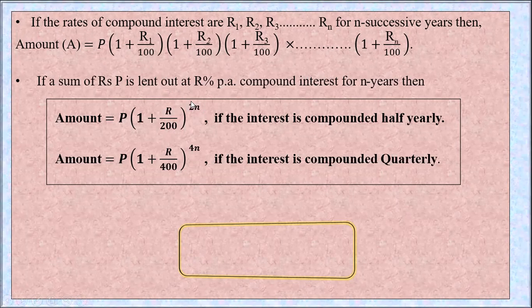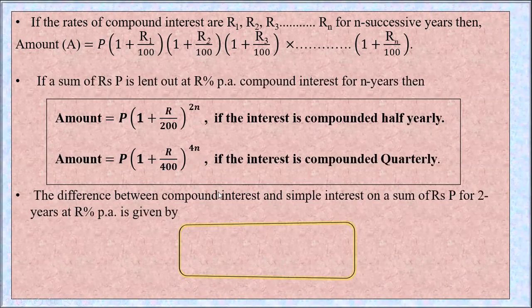That's why we need to divide the rate of interest by 2 and multiply the number of years by 2. Same way, if it is compounded quarterly, then we need to take P into 1 plus R by 400 to the whole power 4n. In 1 year, there are 4 quarters. So we are multiplying 4 into n for the number of years and we are dividing the rate of interest by 4.